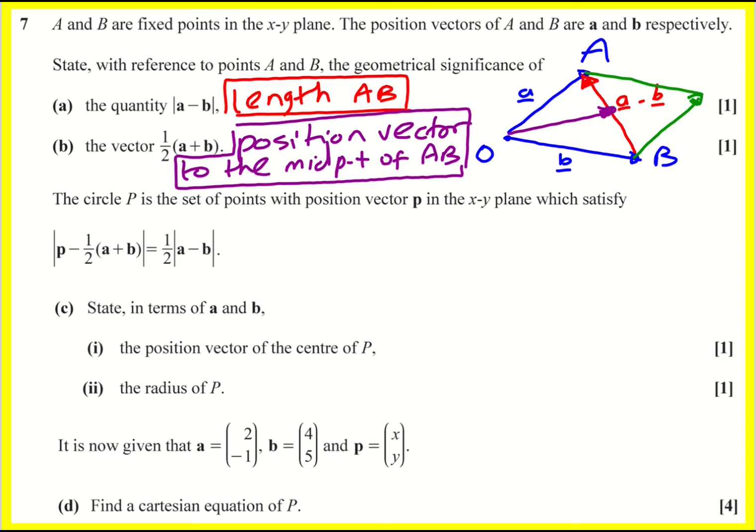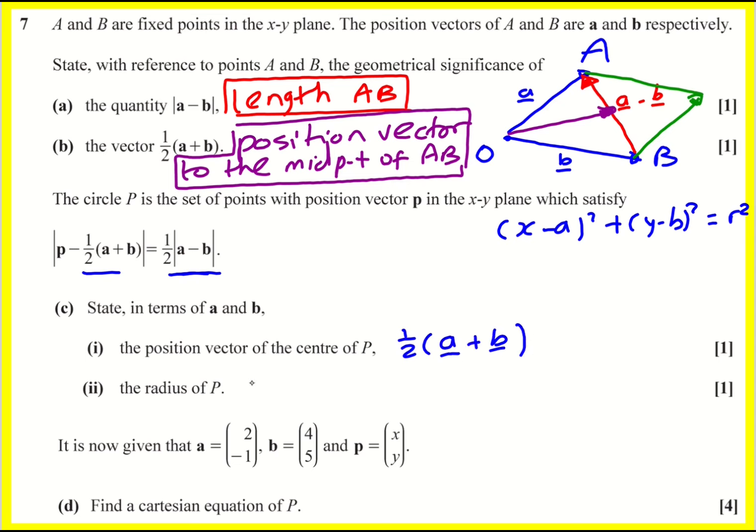Okay, now on to this next part. It's probably the hardest part of this question, I think. We're told that a circle, P, is a set of points with position vector p in the xy plane which satisfy this. Now, I think we're helped a lot by being told that this is a circle, and so you can kind of see what the answer is going to be, I hope. Because we know for a circle it's going to be (x minus a) squared plus (y minus b) squared equals r squared. So it feels like this is the radius over here and this is the center. And if you write that down, you'll be fine, because it is correct. And the radius is.